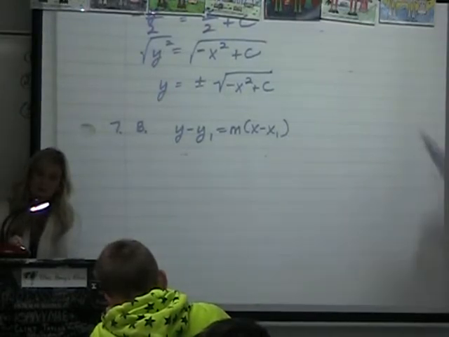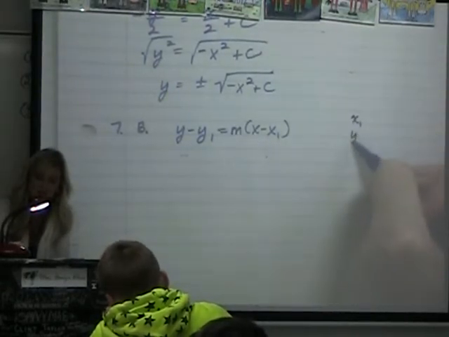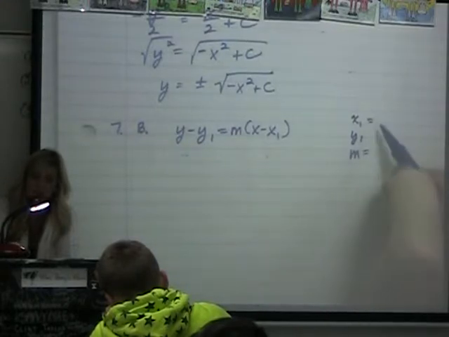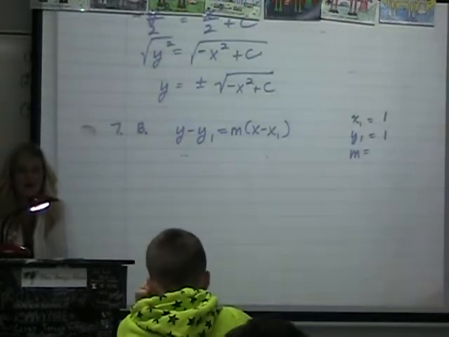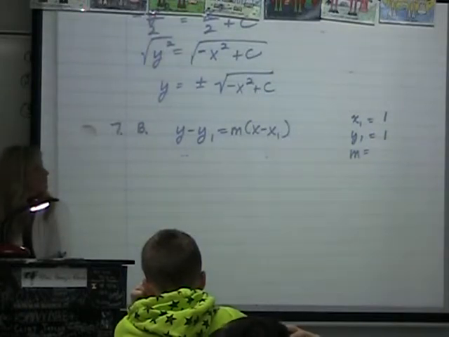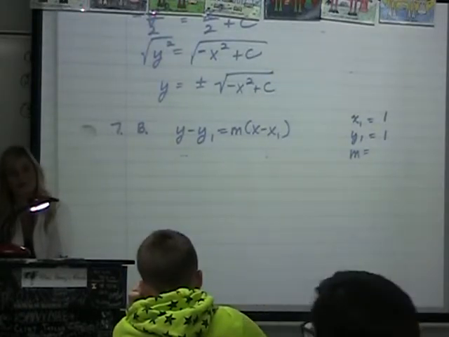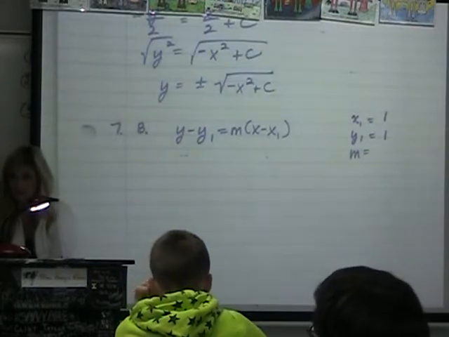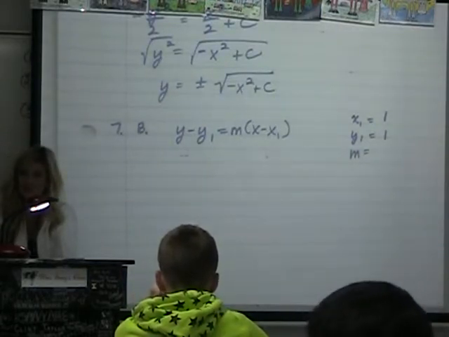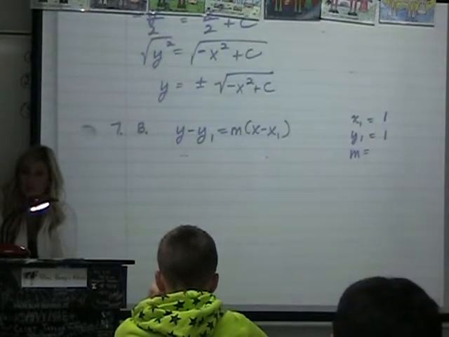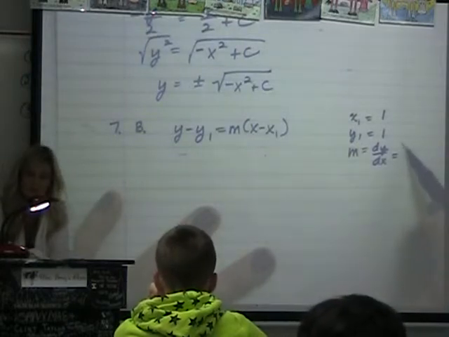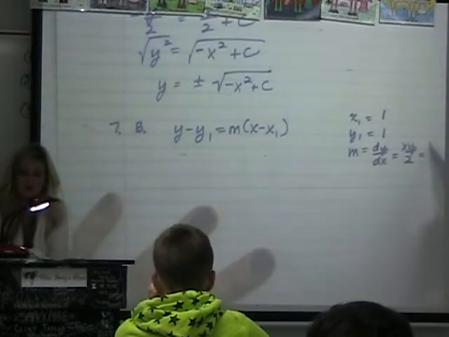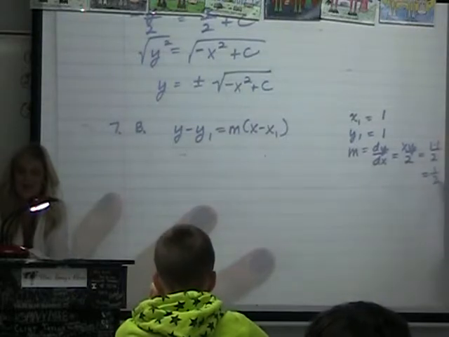Then what I do over here to the side is I say, okay, what is x1, y1, and the slope? Well, they give you x1 and y1 because it says through the point 1, 1. So I know x sub 1 is 1. I know y sub 1 is 1. How do I know the slope? Or how do I find the slope? The derivative. And didn't they already give you the derivative, dy by dx, in the original problem? dy by dx is just xy over 2. So 1 times 1 over 2 is just a half.